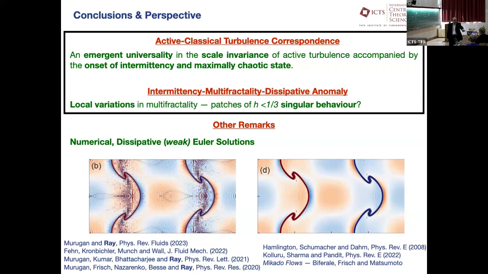We have one last question. Yes, I have a simple comment and a question. Your observations about locality of multifractality essentially mean that multifractality is not a universal thing. It's not a local property of the whole flow, which is universal over the whole flow. It varies from place to place.